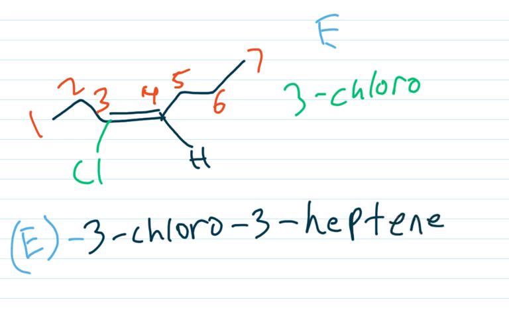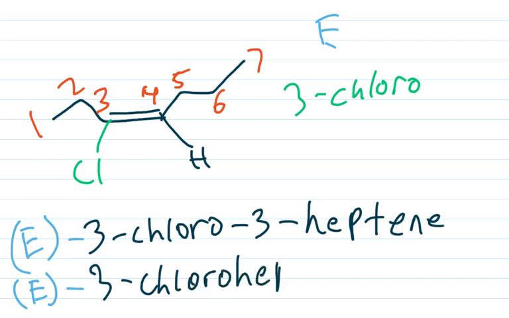Now you could also, according to IUPAC rules, write it like this. So you can also designate E in the beginning like we did, name the substituents first, like we always do, and then instead of saying 3-heptene, you can just say chlorohept, and then designate where the double bond is right here with a dash, 3-ene. Okay, that would also be the correct way to write the name for this molecule above.